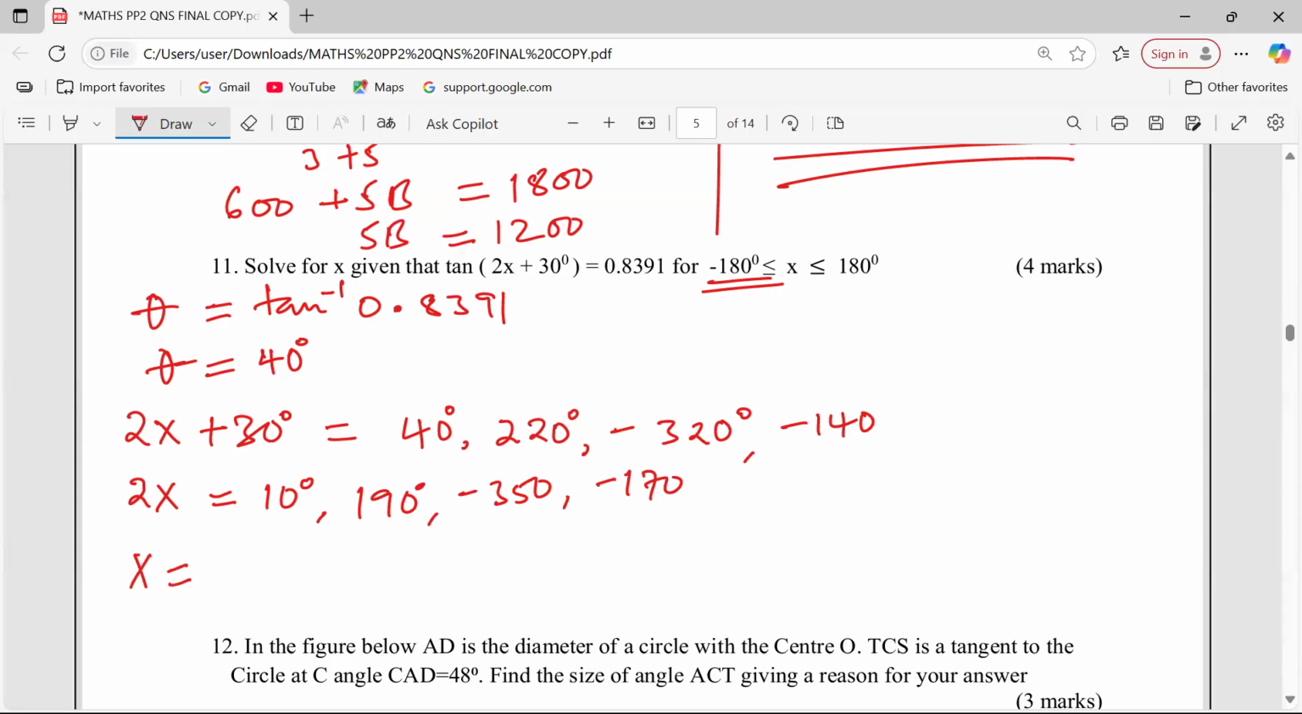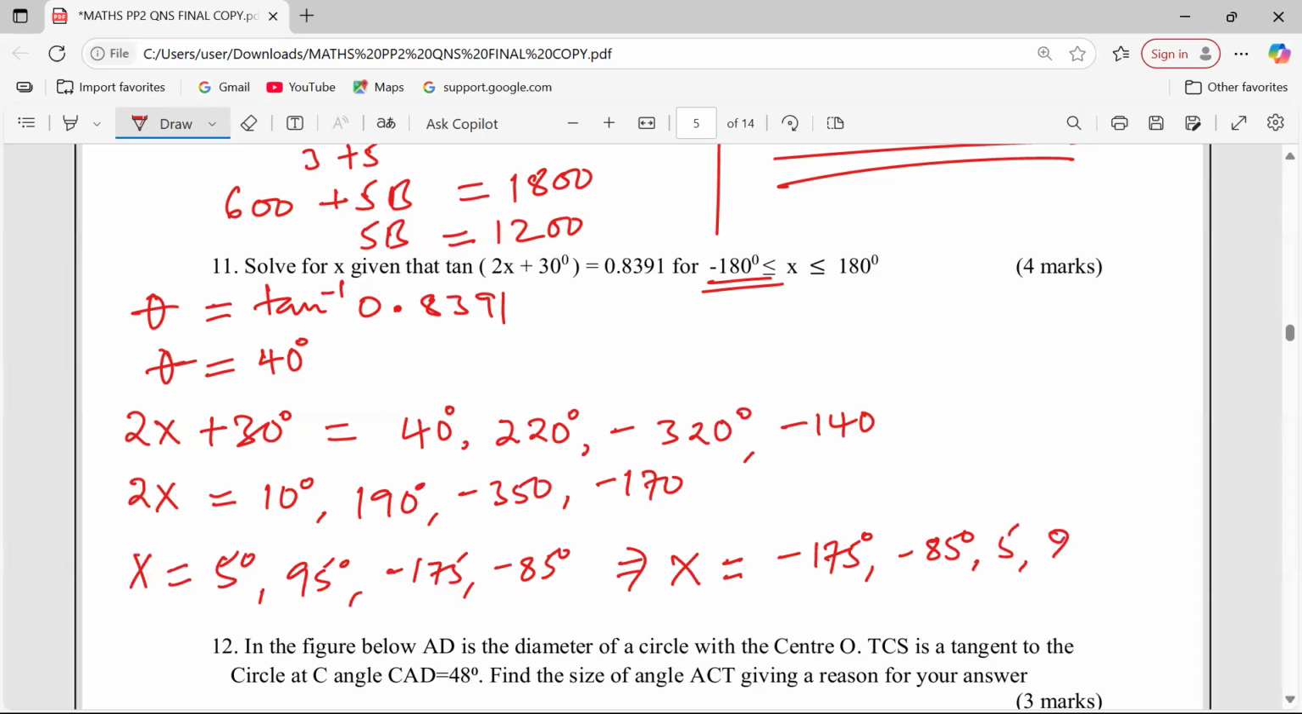So x shall be, when we divide by the 2 itself now, 190 over 2, 95, 350 over 2, negative 175, negative 170 over 2, negative 85. So if we are to arrange them in order, x shall be equal to negative 175, negative 85, 5, 95, according to the provided range. So these are the 4 angles, depending on the range which has been provided.